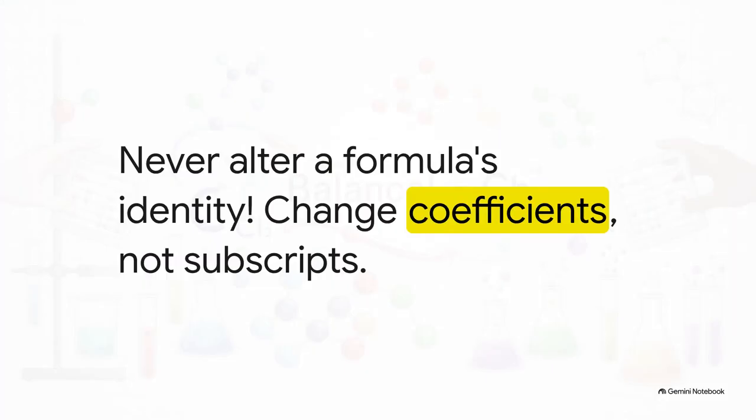Sin number 1, changing the subscripts instead of the coefficients. Okay, the crucial point here is this. If you have H2O and you need 2 oxygen atoms to balance out the equation, you cannot, under any circumstances, just slap a little 2 on the end to make it H2O2. You haven't balanced water. You've just created hydrogen peroxide. You must always, always use coefficients, those large numbers placed in front of the molecules, because they multiply the entire formula without ruining its actual chemical identity.